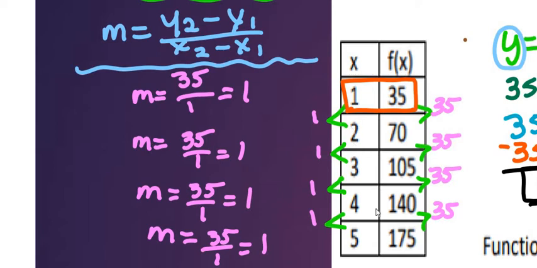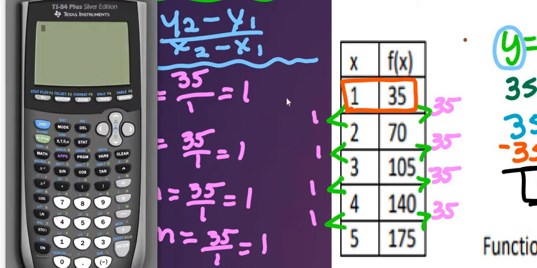Now, let's look at this. We're going to find the slope for this. Instead of using the slope formula, y sub 2 minus y sub 1 over x sub 2 minus x sub 1, I'm going to find the difference between these. I'm going to start at the bottom. I'm going to put in 175 minus 140, and you see I get 35. I'm going to put in 140 minus 105, and I see I get 35.